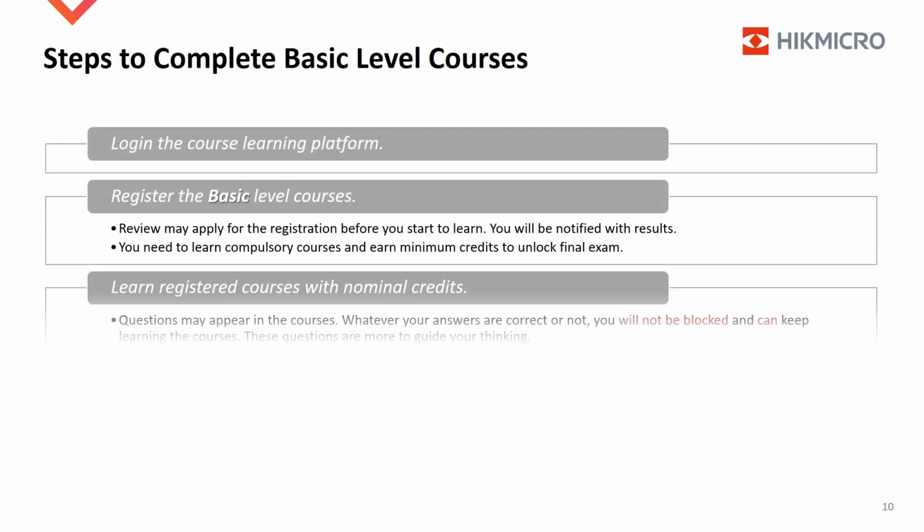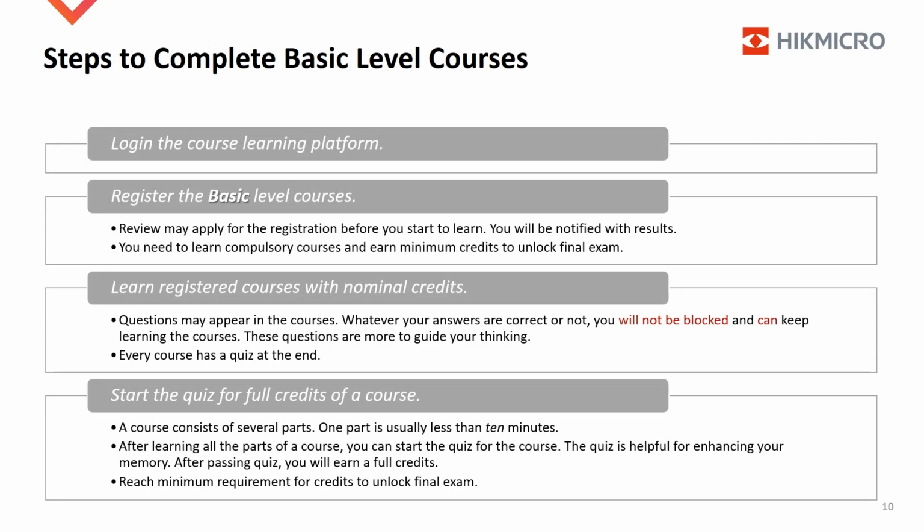In the third part, we'll see the steps to complete the basic level courses. First, please log in the course learning platform. Second, please register the basic level courses. After the registration, a review may apply and you will be notified with the results. Then you can start to learn the courses.